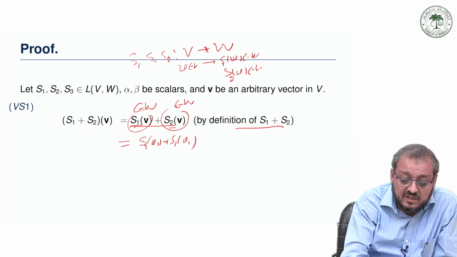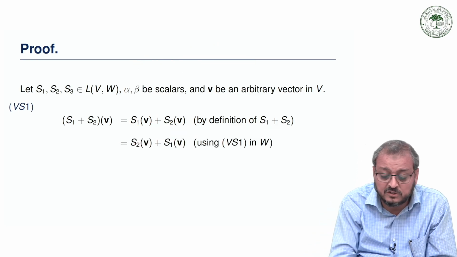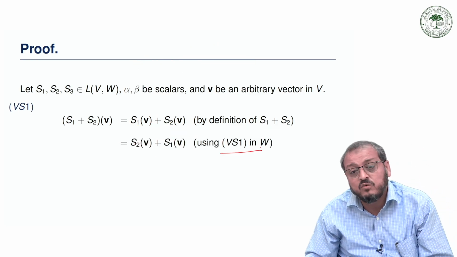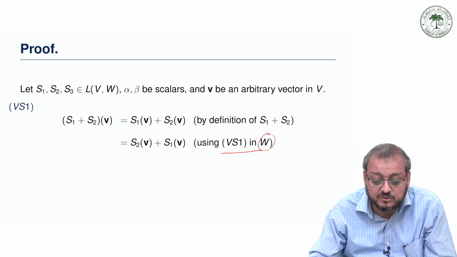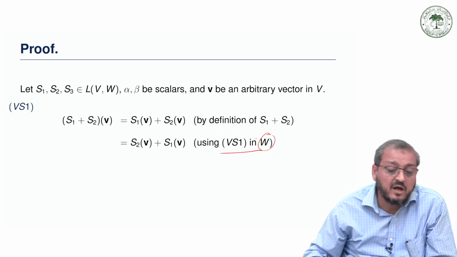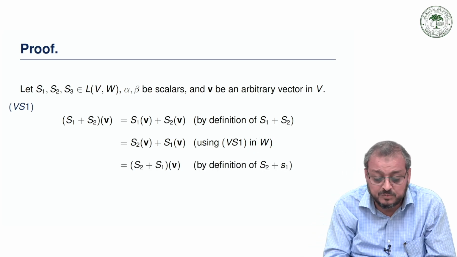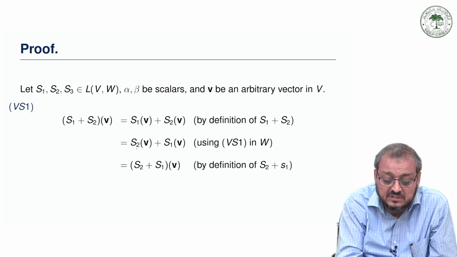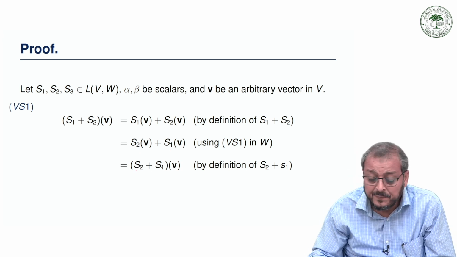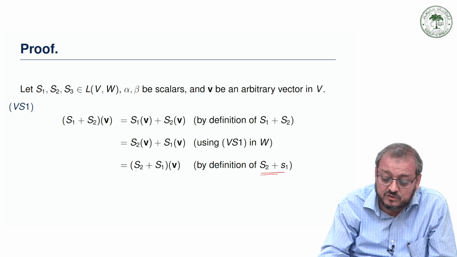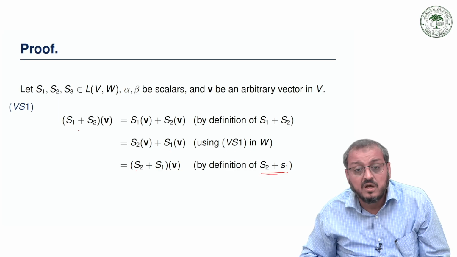So this means we can say that clearly S2 + S1 is the same as S2 of V. This is S2 V using the commutativity condition of the vector space W. So this means this first condition is commutative. Again using the definition, we can say that S2 of V plus S1 of V is equal to (S1 + S2) of V. So by the definition of S1 plus S2, we can say that S1 plus S2 is commutative under the addition.